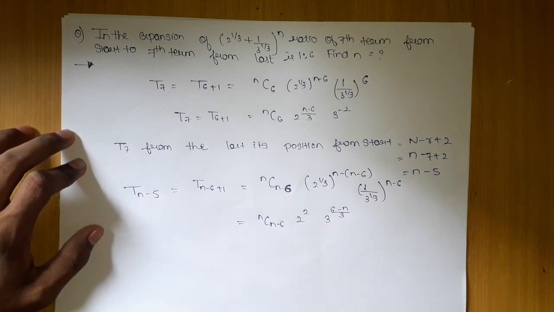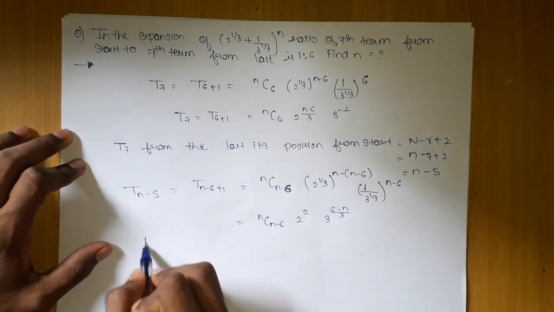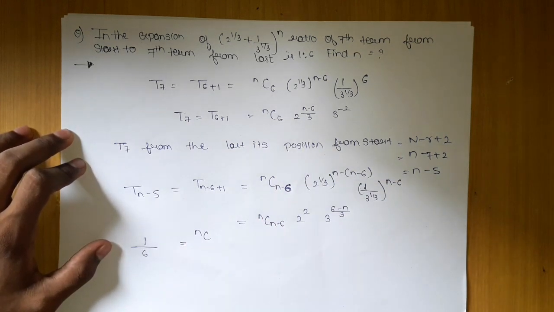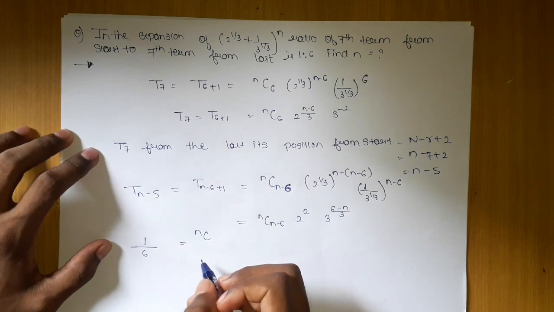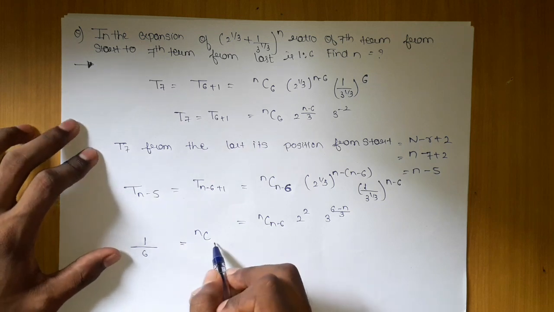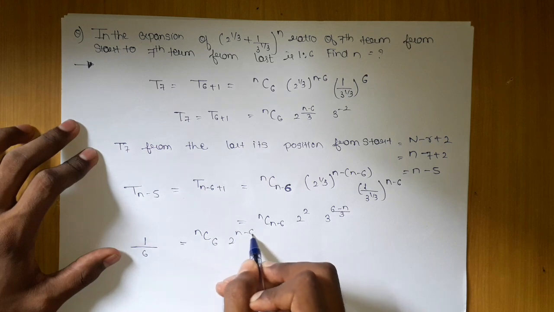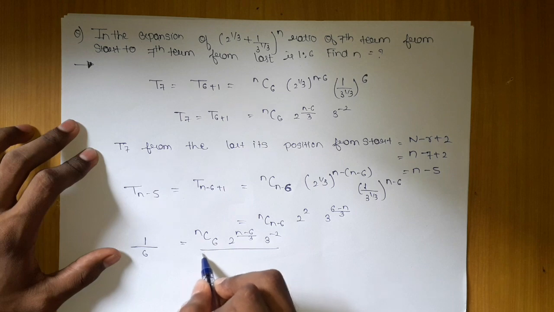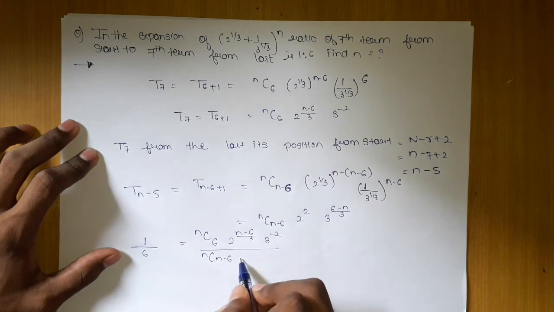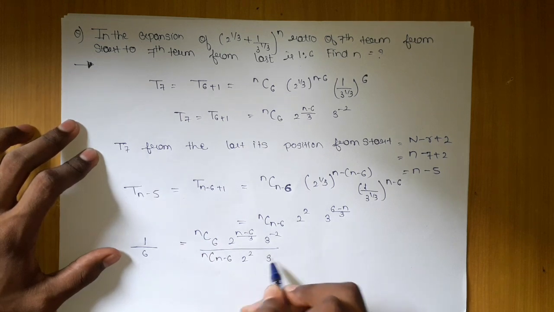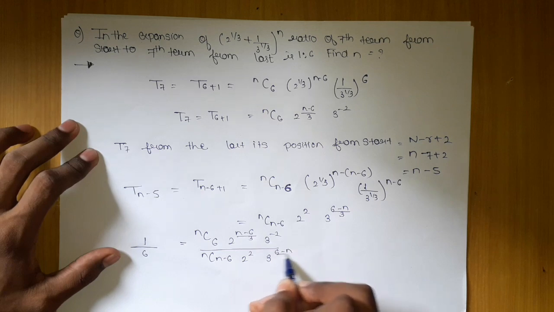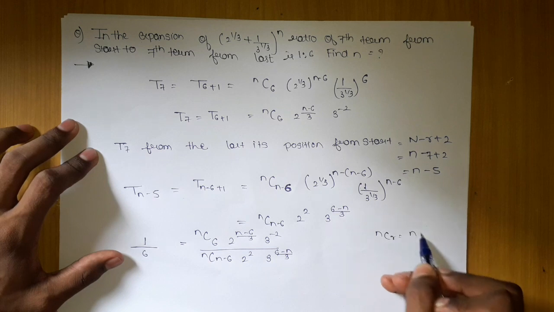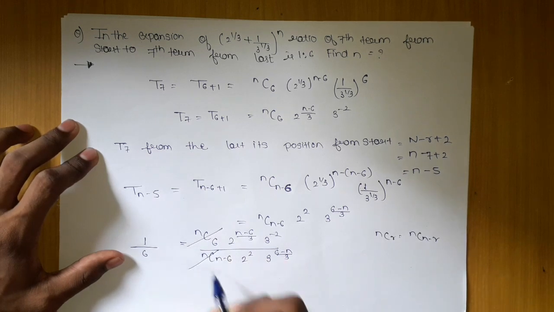Now they have given the ratio of start to the last, so it is 1 by 6. So the ratio of the seventh term from the start to the seventh from the last is nC6 into 2^((n-6)/3) into 3^(-2), the whole upon nC(n-6) into 2^2 and 3^((6-n)/3). Now you know nCr equals nC(n-r). Using that, this and this will get cancelled out.